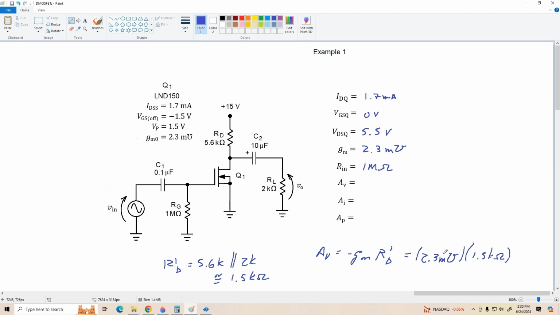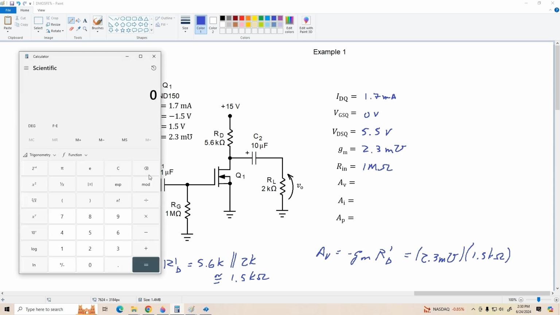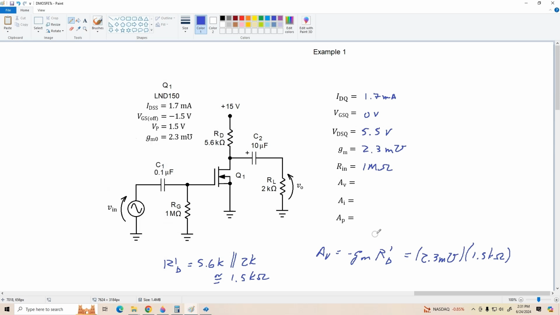And notice the upside down omega and the omega cancel. Mho is the reciprocal of resistance, and this is resistance. So voltage gain is dimensionless here, as it should be. But let's see what we get. Okay, that's 0.0023 times 1500, which is a gain of negative 3.45. Let's just call it negative 3.5. So it's not a very high gain device, similar to the JFET in gain.